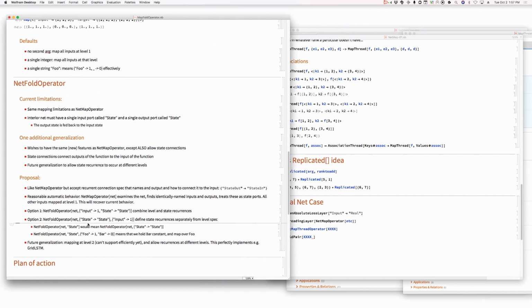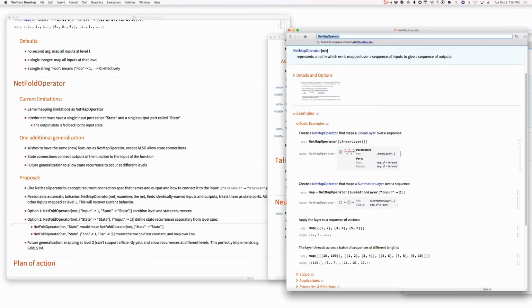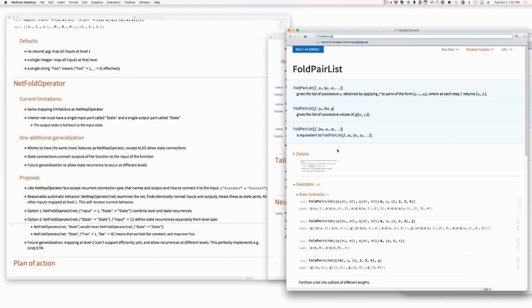How many arguments does it have now? I seem to remember it being pretty rich. But I might be wrong. No? Oh, well, it has quite a few. Yeah, it has. Okay, so what are those arguments there? So the successive x sub i obtained by applying f to pairs of the form y sub i, a sub i. Right, where at each step it emits an x and returns the y sub i that will be fed on. Mm-hmm.